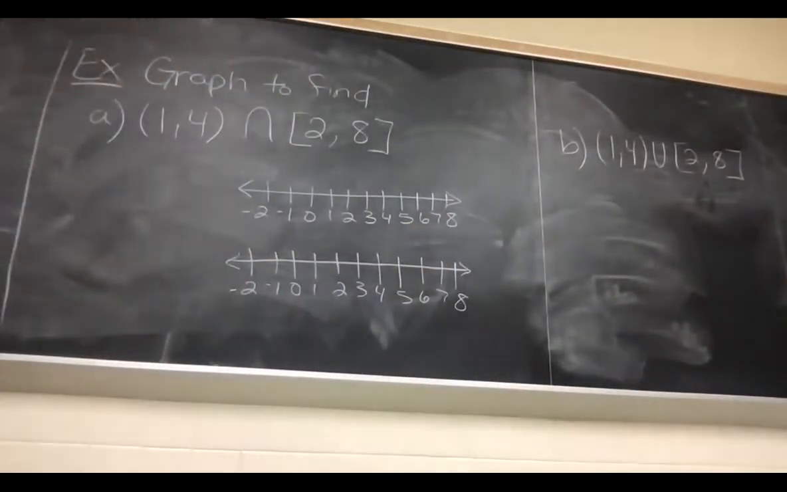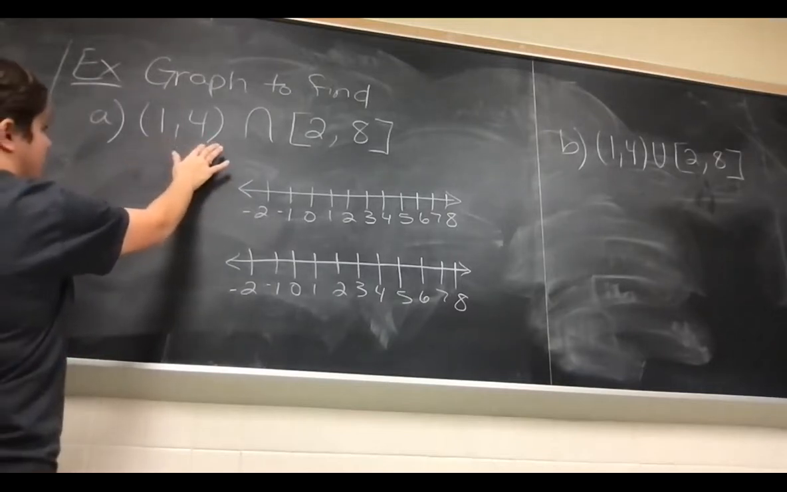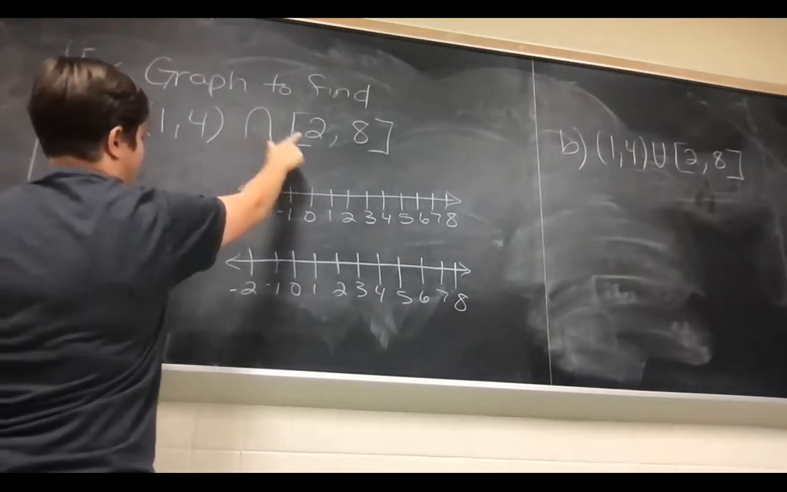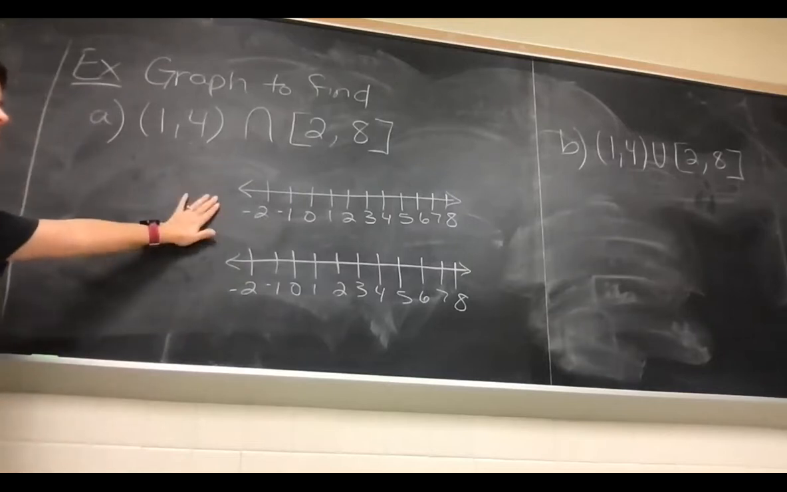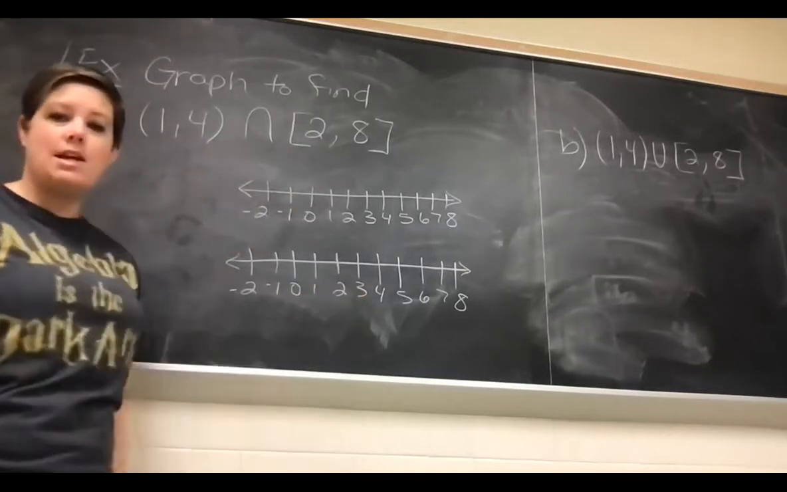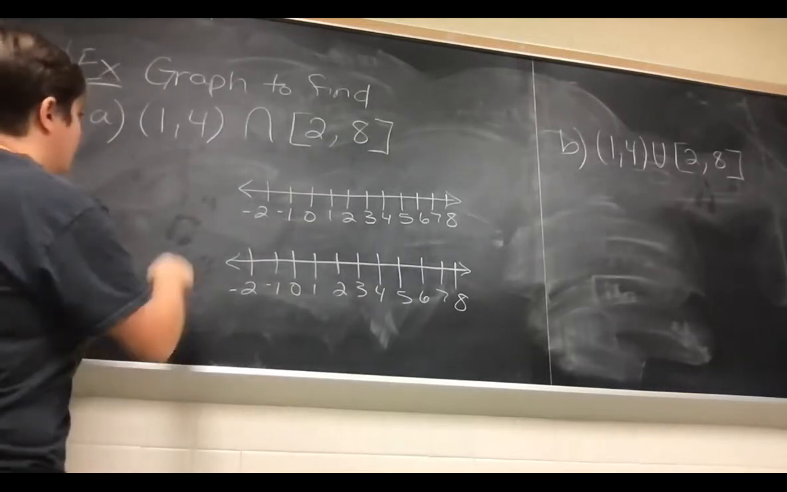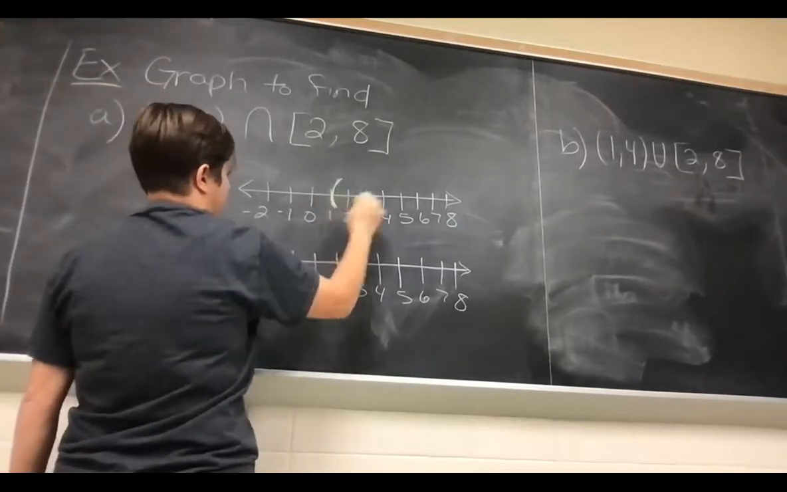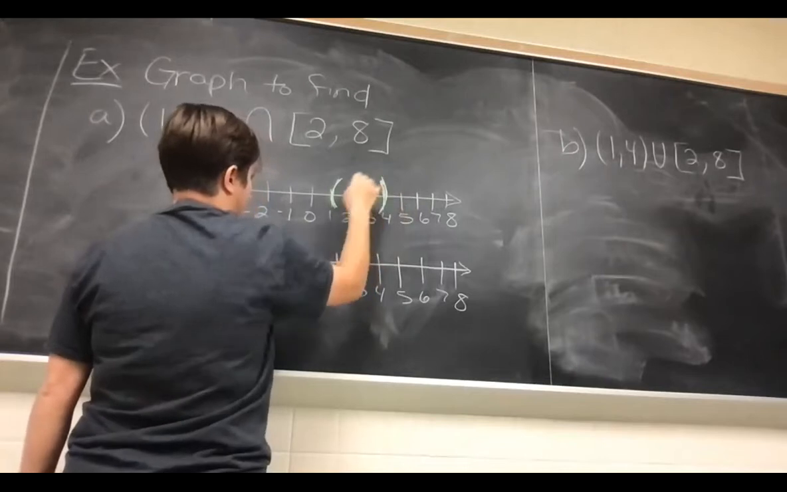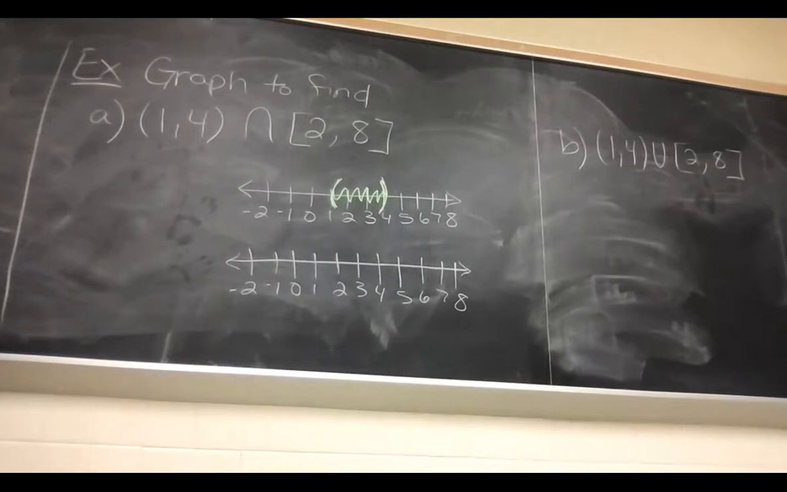Okay, our example says to graph in order to find. In our first one, A, we have (1, 4) intersect that with [2, 8]. So I made two different number lines so that I can graph each of these and then see where they intersect, because that's the easiest way for me to do it. For (1, 4), my low end was 1 and my upper end was 4, and they're both with parentheses. So that set is represented like that on my number line.